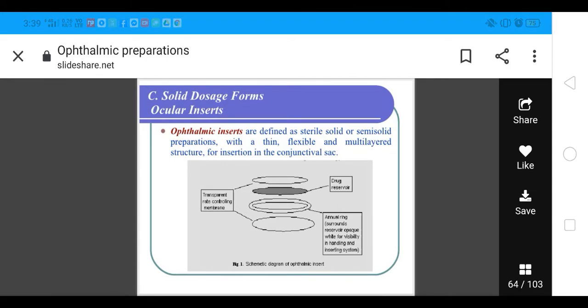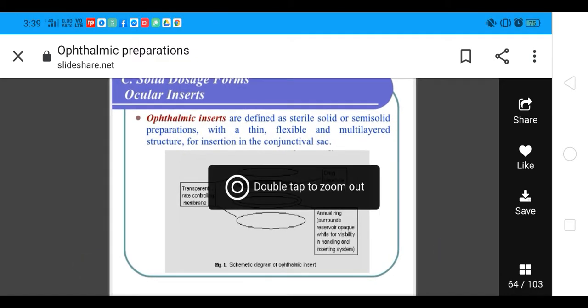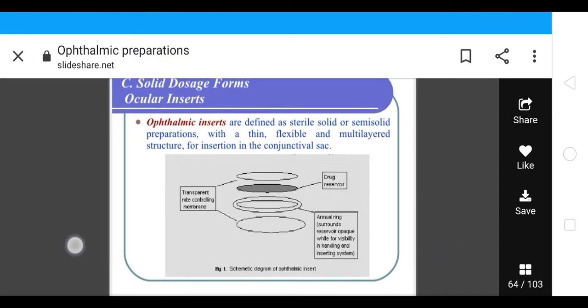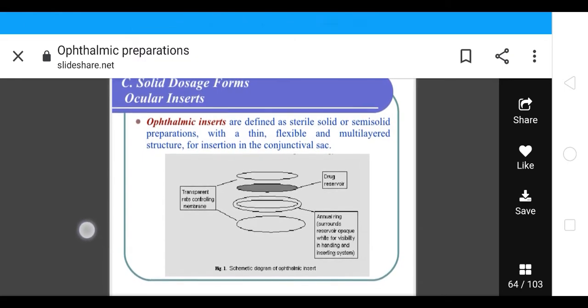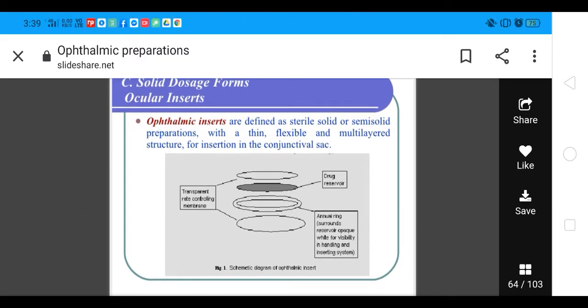Now today I am going to discuss the ocular inserts, which is a frequently common question from ocular drug delivery or ophthalmic dosage forms in the parenteral. The ophthalmic inserts are basically sterile solid preparations with a thin, flexible and multi-layered structure for insertion in the conjunctival sac. Now see the structure of ocular insert.